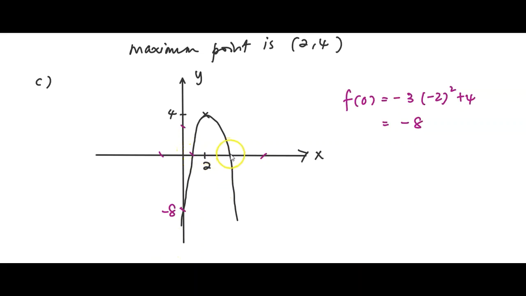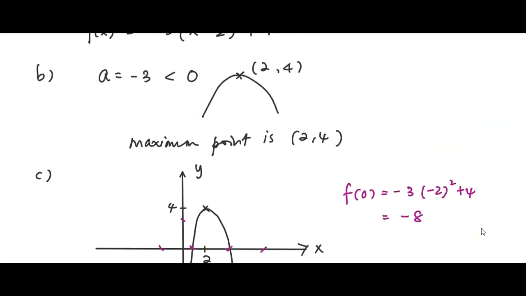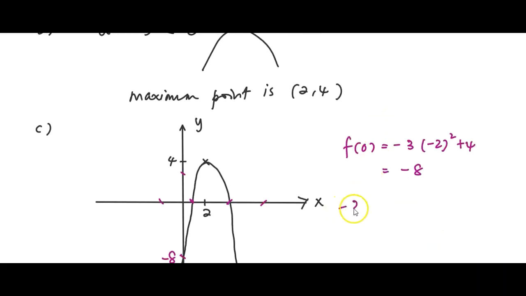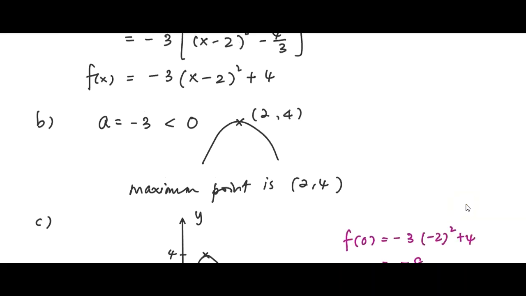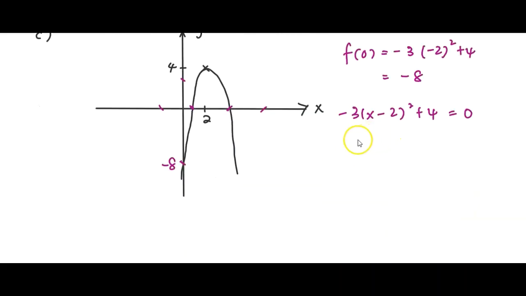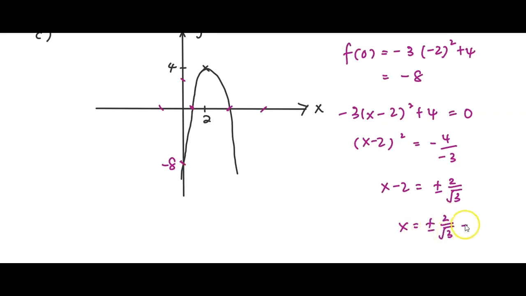So here you can see 2 more points that you can find by letting y equal 0. Putting f(x) equals 0, you get negative 3 (x minus 2) squared plus 4 equals 0. From here, we solve for x. So when you solve, (x minus 2) squared equals negative 4 over negative 3, which is 4 over 3, and x minus 2 is plus or minus the square root of 4 over 3. After that, x will be equal to plus or minus that value plus 2.